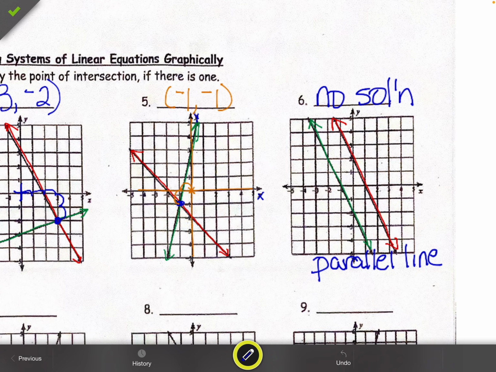There's no solution. There's no ordered pair that will work for both of those equations of the line.